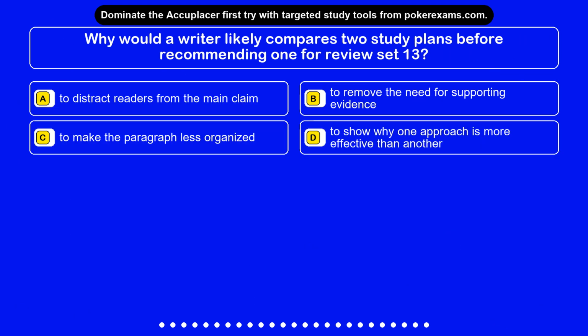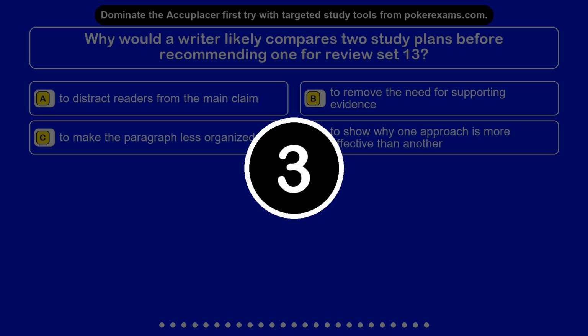Question 16. Why would a writer likely compare 2 study plans before recommending one for review set 13? Option A. To distract readers from the main claim. Option B. To remove the need for supporting evidence. Option C. To make the paragraph less organized. Option D. To show why one approach is more effective than another.